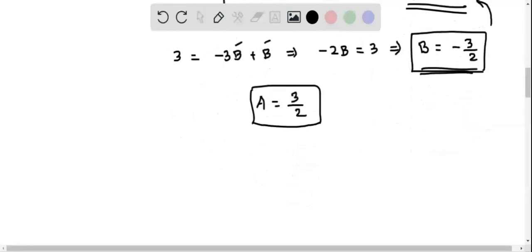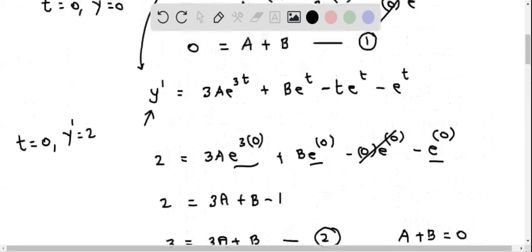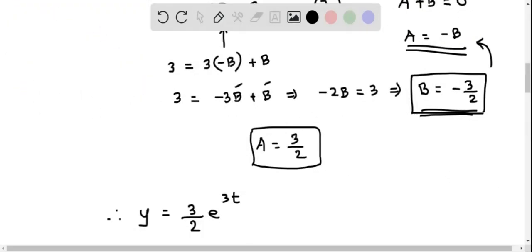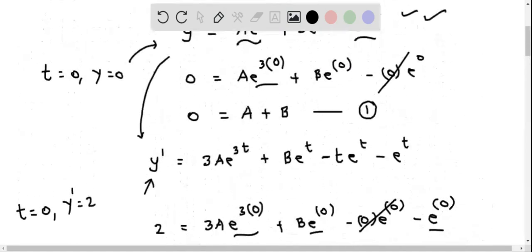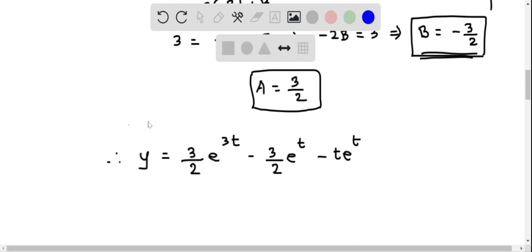So let's write the exact solution, that is y equals a e power 3t. So this one is 3 by 2 e power 3t plus b e power t. So b is negative 3 by 2, so I write down negative 3 by 2 e power t. And then the last term is negative t e power t. So this one is negative t e power t. And so this is the exact solution of the differential equation.